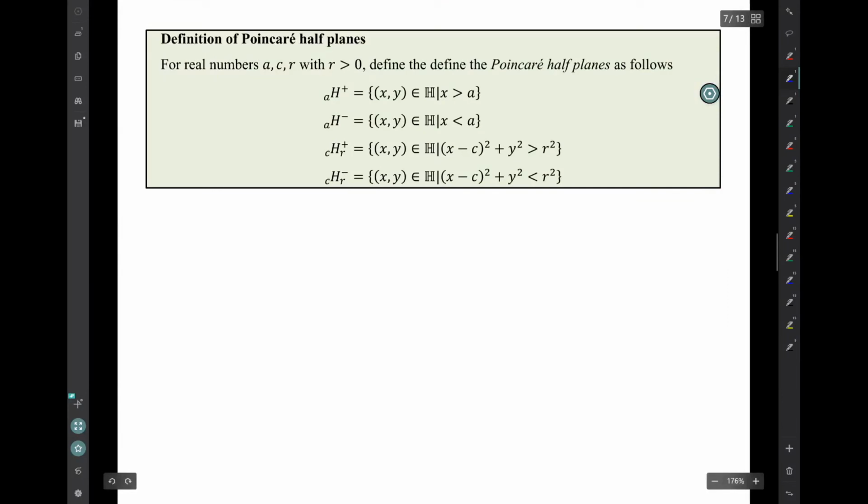Now for the definition of Poincaré half-planes. For real numbers a, c, and r with r greater than 0, define the Poincaré half-planes as follows. This symbol, capital H with a subscript a on the left and a superscript plus on the right, denotes the set of all points in the Poincaré plane, that is the upper half plane, such that x is greater than a. This very similar symbol with the superscript minus sign denotes the set of all ordered pairs in the Poincaré half-plane such that x is less than a. Those sets can be illustrated easily.